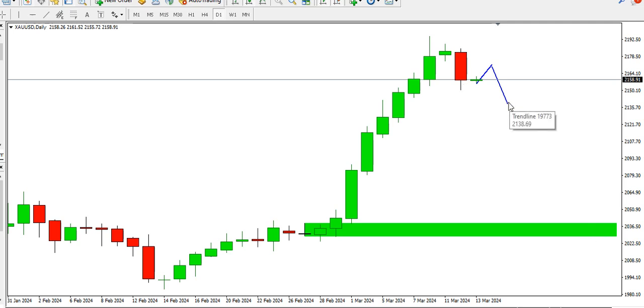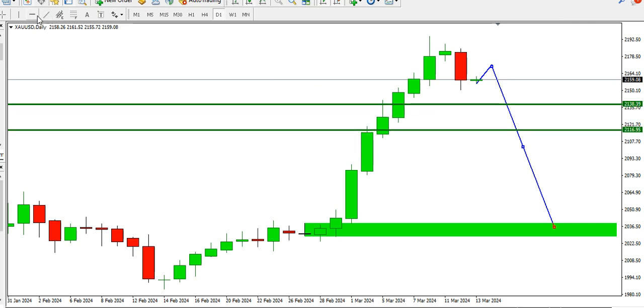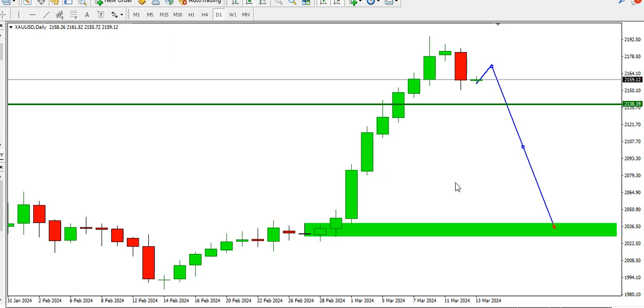So if price is going to drop, it's going to have to be a long drop. But if it gets to this area, there's going to be several demand layers before price gets to that level. So it's going to be a tough nut to crack for the sellers, or for the bears.